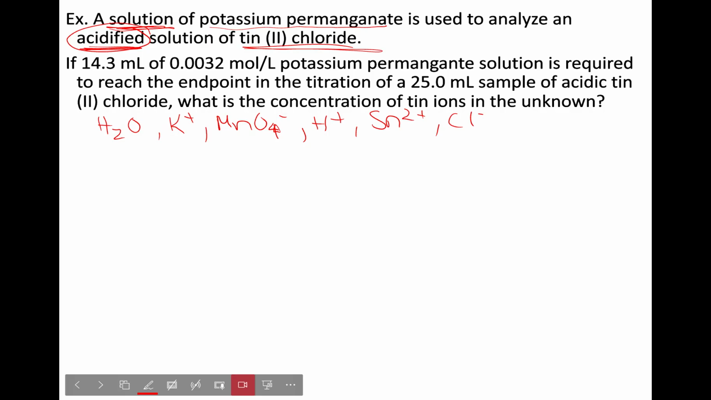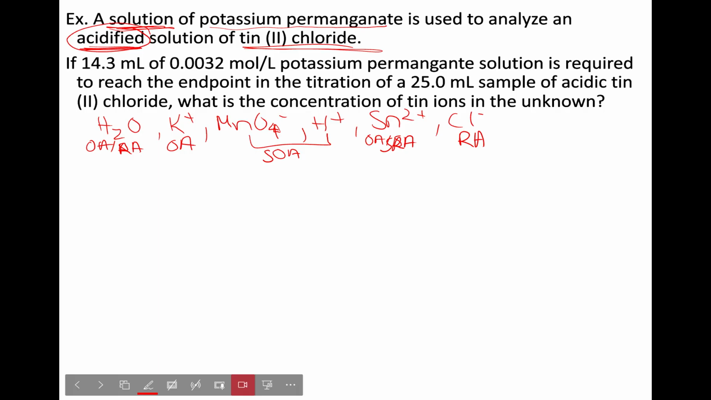Then using page 7 of your data booklet, you would identify all your OAs and your RAs. So going through, water is an OA and an RA, potassium is an OA, permanganate with the hydrogen ions is an OA. Tin is on both sides of the table, so it is both, and chlorine is, I believe, an OA. I need to double check that. It's an RA. Got that wrong. And now you want to pick your strongest. So the strongest OA will react with the strongest RA.